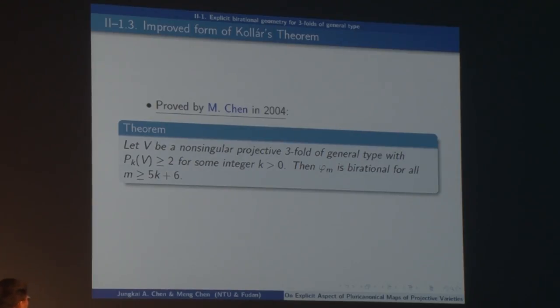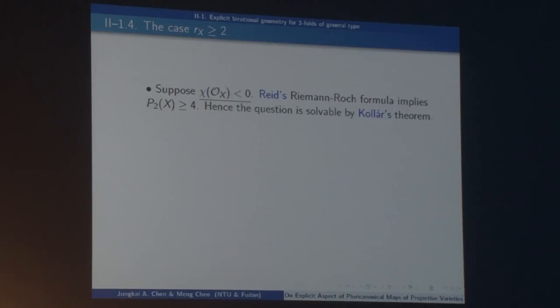Okay, so an inconvenient point of Kollár's theorem is that 11k+5 is not a stable property. So one needs to do the improvement. This was done by myself. Under the same condition, one can show that 5k+6 is stably birational. The method is just the combination of Kollár's method and the usage of the geometry of linear systems.